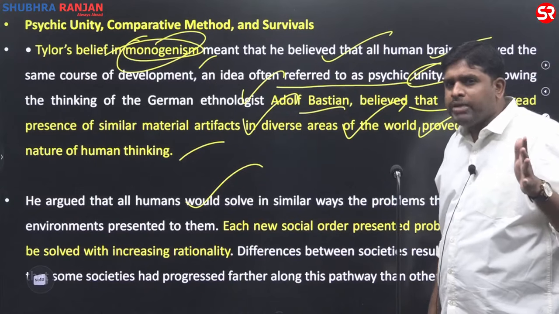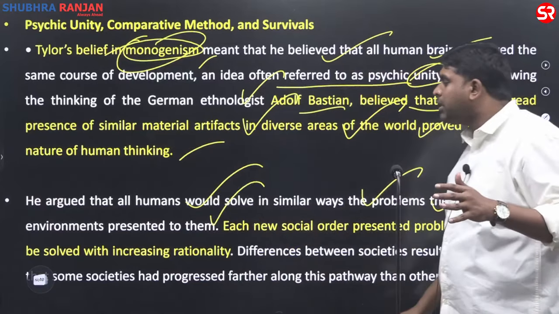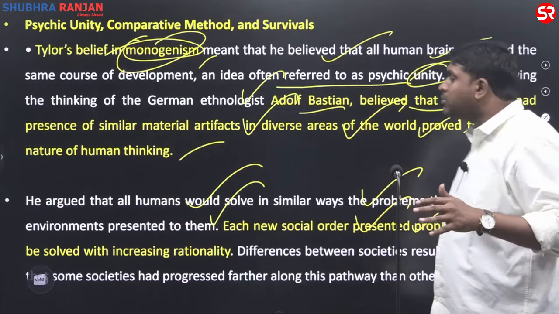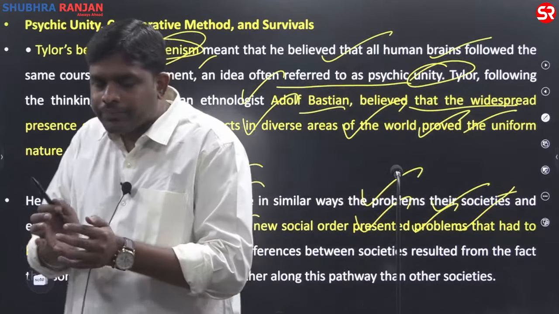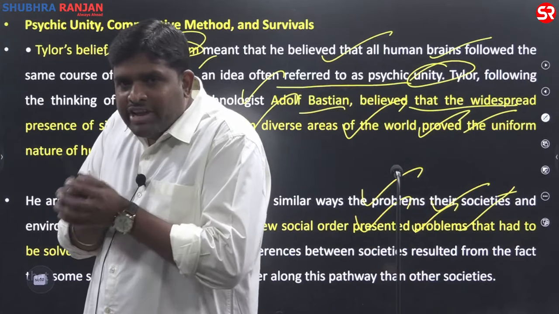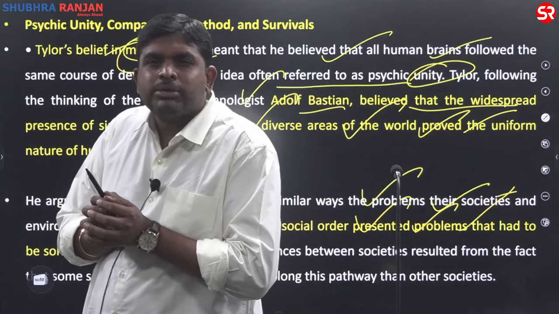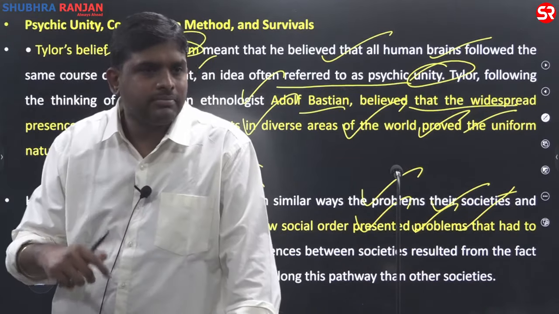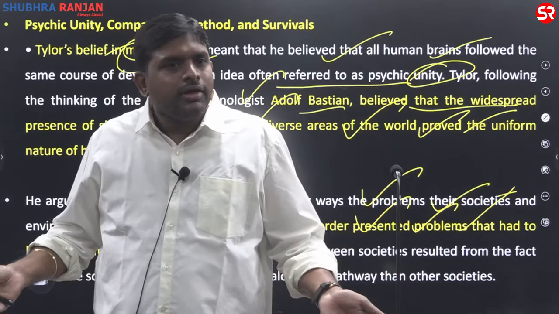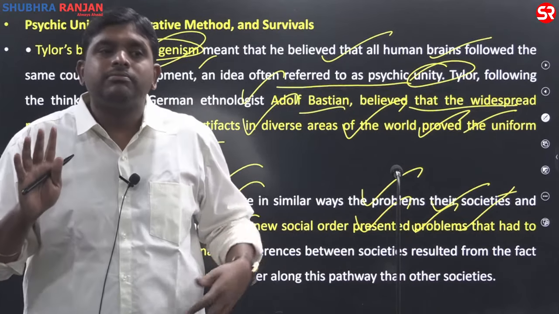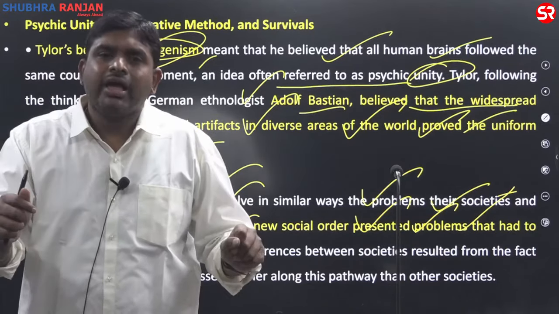He argued that all human beings would solve in similar ways the problems their societies and environments presented to them. Each new social order presented problems that had to be solved with increasing rationality. So, understand this, I will tell you the meaning. When I am a savagery man, I have some problem. What is the problem? Food is my problem. I want food, that is my problem. If I get food, there is no problem, no. So when I am a savagery man, I had my own problem. My problem is getting food. So I solved it in my primitive way by doing hunting.